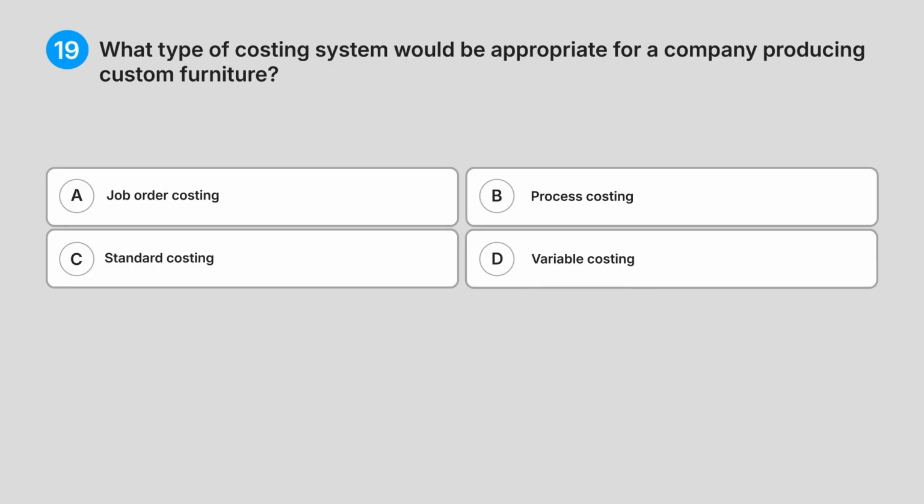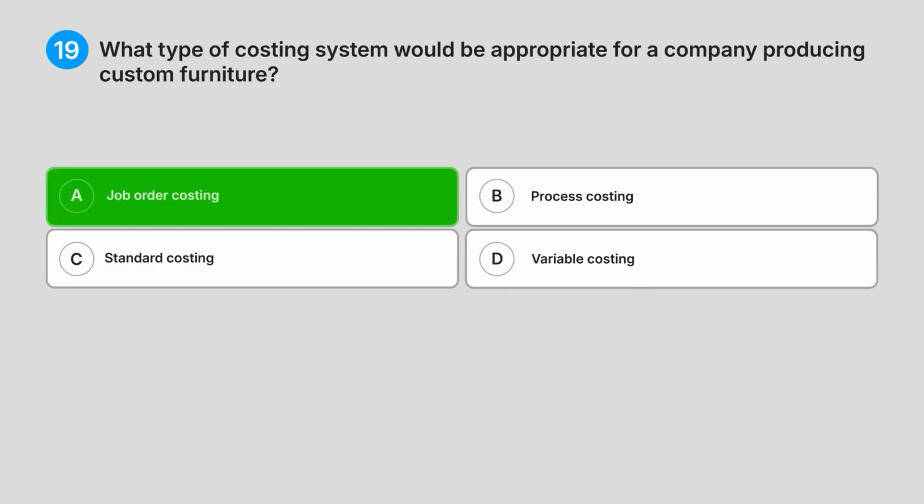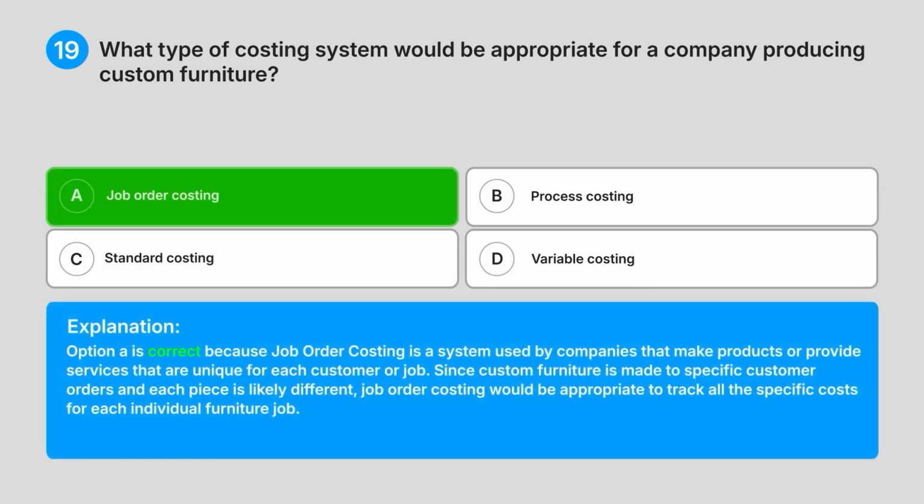Correct answer, A. Job order costing. Explanation. Option A is correct because job order costing is a system used by companies that make products or provide services that are unique for each customer or job. Since custom furniture is made to specific customer orders, and each piece is likely different, job order costing would be appropriate to track all the specific costs for each individual furniture job.